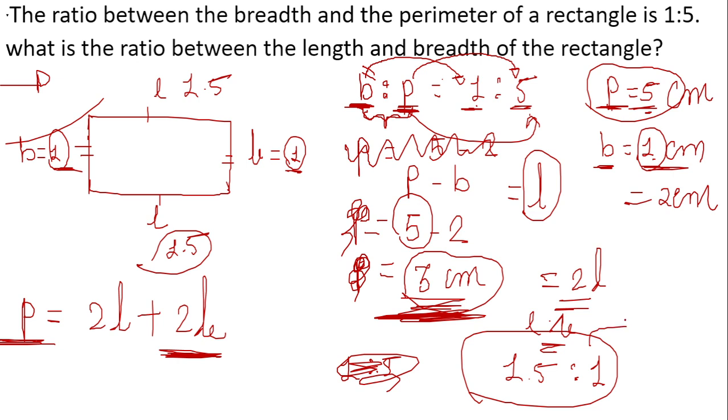Yes, also I can write this as 3:2. How come? Because we are talking about the total length, right? Not just a single part. So we're talking about the total length and the breadth, so it will be 3:2.